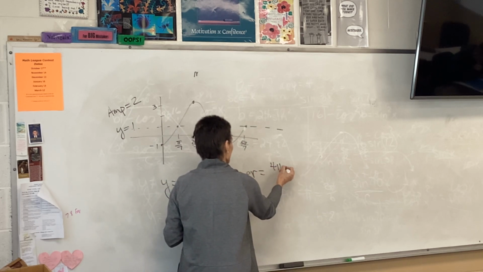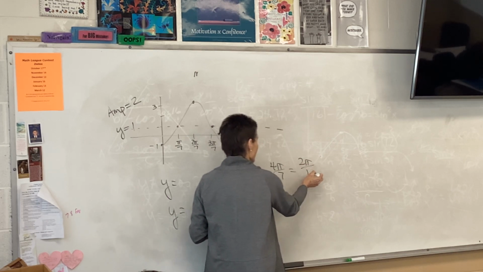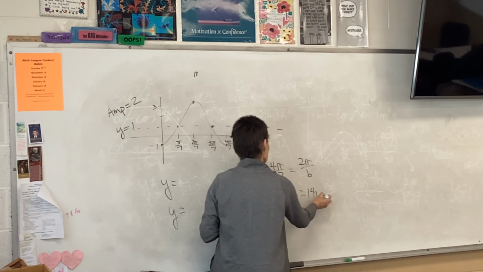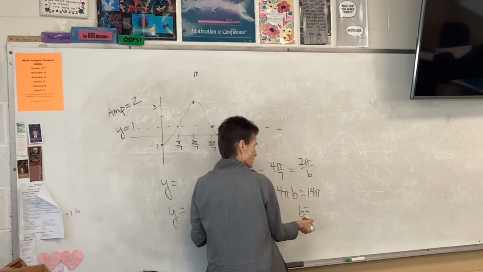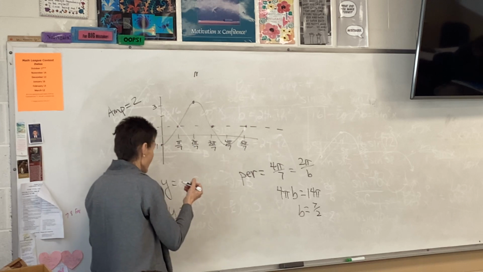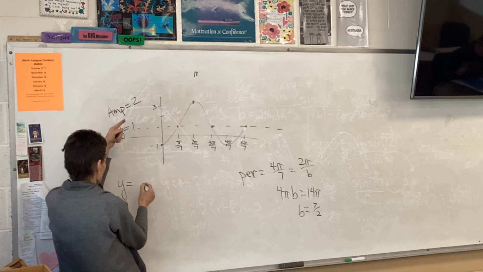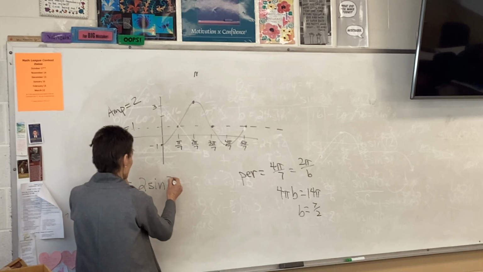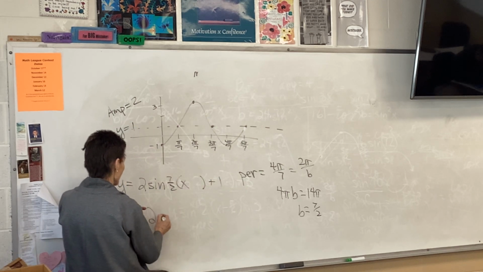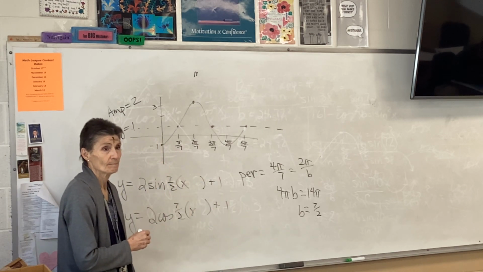So if the period is 4 pi over 7, and period equals 2 pi divided by b, then 4 pi b equals 14 pi, and it looks like b equals 7/2. So without really anything, you can build most of your equation. So 2 sine (7/2 x) plus 1, or 2 cosine (7/2 x) plus 1. Is everybody okay with that?